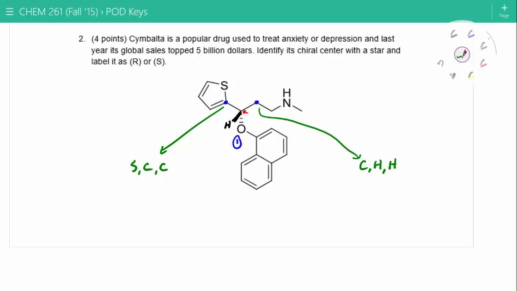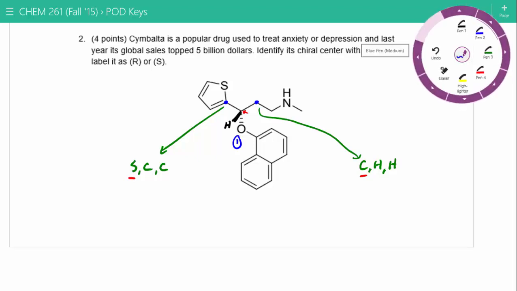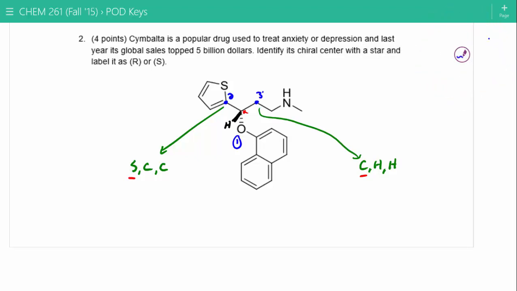When you're comparing these 2 groups, what you want to do is compare the heaviest of each. So sulfur beats carbon, right? All right, so we could label this position 2 and this position 3. Draw our arrow around from 1 to 2 to 3. It's going to the right-hand side, right? Or clockwise. So normally that would be an R, but what's the problem here? Yeah, hydrogen's pointing towards us. So in this case, this would be an S stereocenter. So remember that you have to flip the R versus S rules if your lowest priority is pointing towards you and not away from you. Does that make sense? Yep.